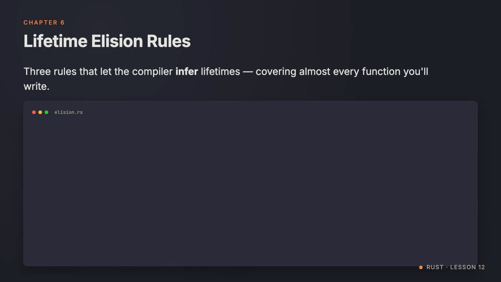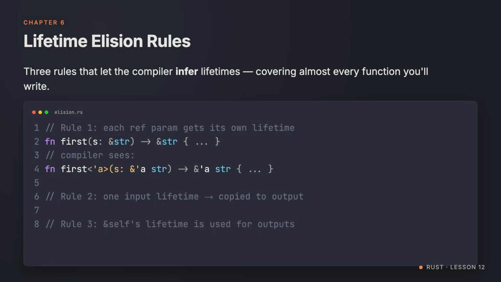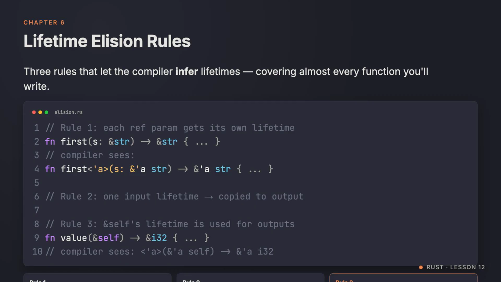The reason you don't constantly write lifetime annotations is that Rust applies three elision rules automatically. Memorize these, and most of your code will compile without any lifetime syntax at all. Rule 1. Each reference parameter gets its own distinct lifetime. If a function takes two references, the compiler assumes they have separate, unrelated lifetimes by default.